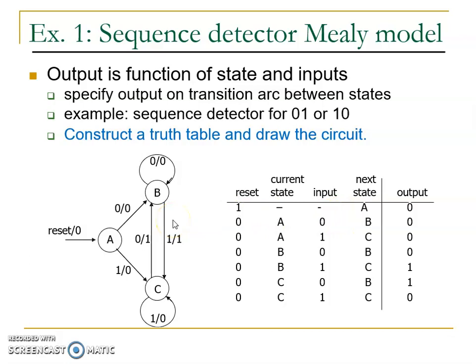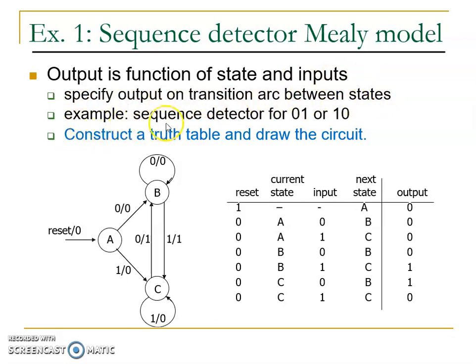Okay, before we go to the first example, this example is about a sequence detector for the Mealy model. As we already learned about the sequence detector for the Moore model, this is the Mealy model machine for a sequence detector also. Output is a function of state and input, because this is a Mealy model. Then we specify the output on the transition arc between states.